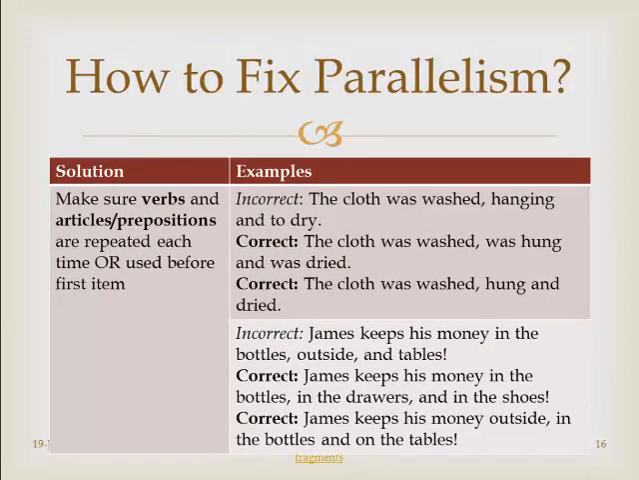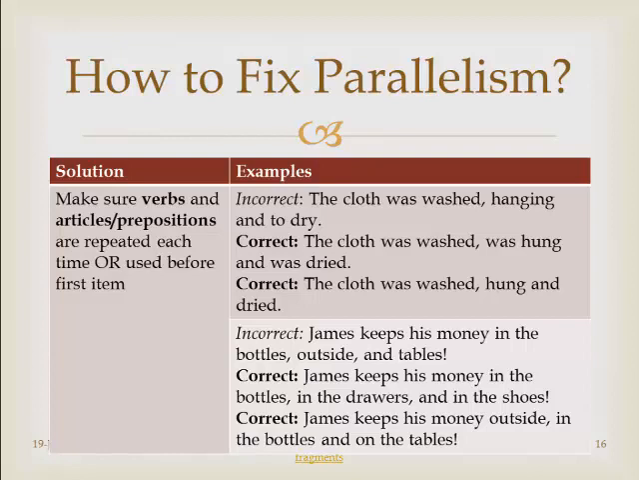Okay, so firstly, you have to make sure that the verbs and the articles or prepositions that you used are repeated each time. That's one option. Or you use it just before the first item. Okay? If it's not the same, then you have to add them in. For example, the cloth was washed, hanging, and to dry. You have three different forms of the verbs which are all wrong. You want to make them consistent.